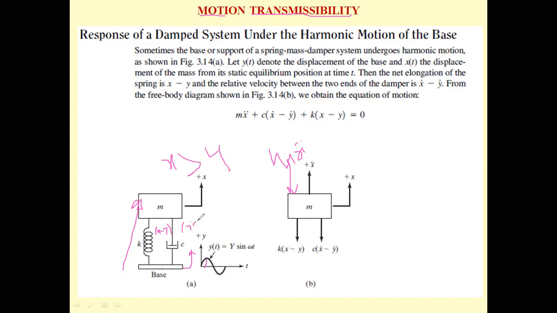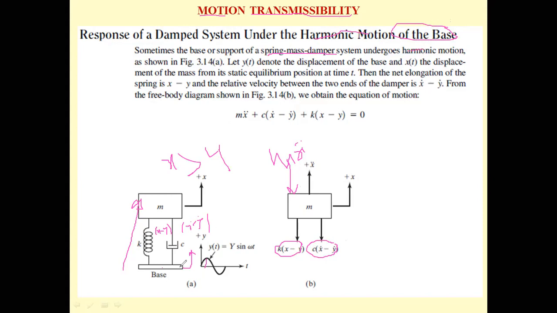This is already seen in your base excitation in the second unit. So this is the acceleration, this is the spring force k into x minus y, and this is the damping force, that is c into x dot minus y dot. So the response of a damped system under harmonic motion of the base. There is base excitation, so sometimes the base or support of a spring mass damper system undergoes harmonic motion.